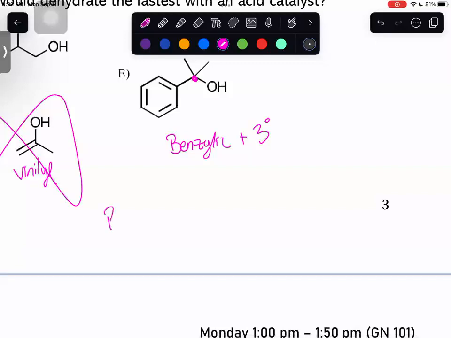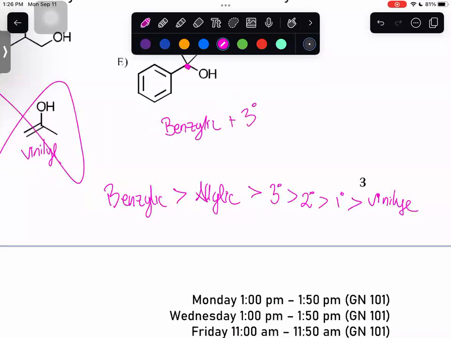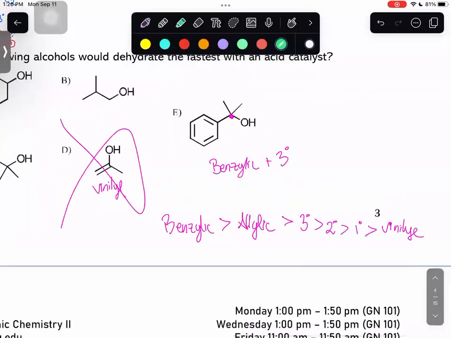So let's just write them here, actually. Let's write benzylic, more stable than allylic, because it has that extra resonance path, so it's going to be able to stabilize it even more. Then we have tertiary, secondary, primary, and then vinylic. Again, this part is very important. You guys should remember that trend. Okay. So far, any questions?